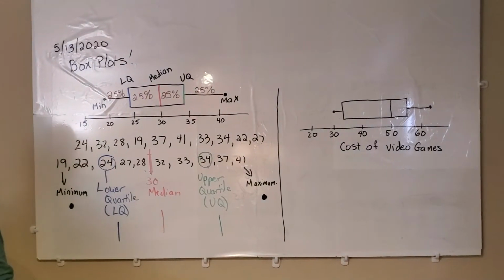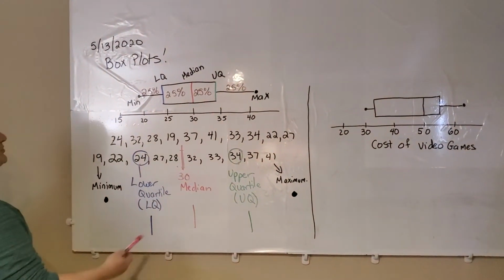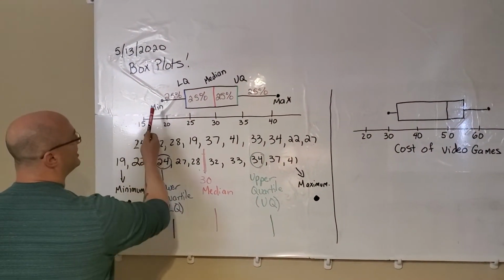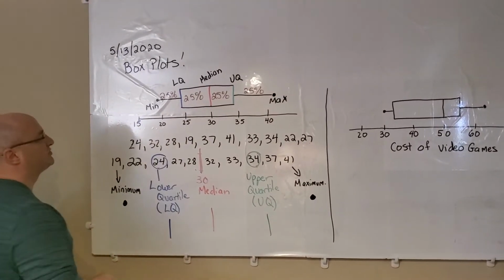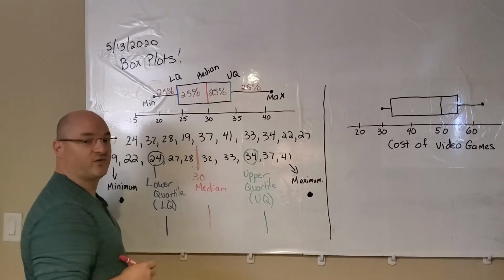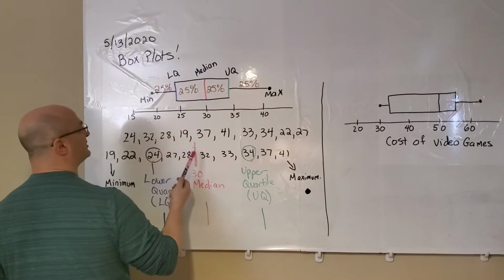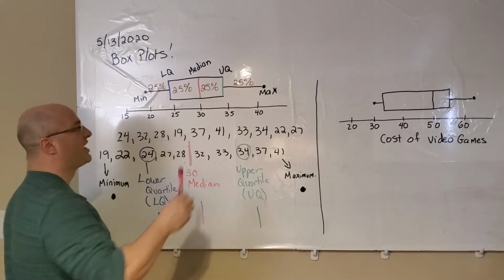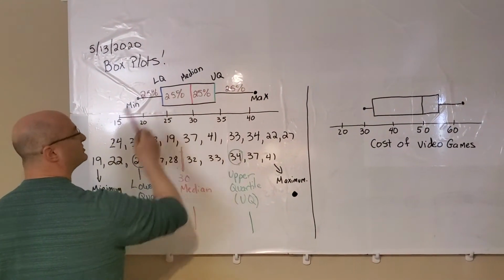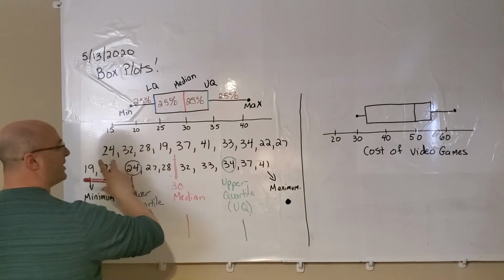From here, I could ask the question, what percent of the data is between 19 and 30? Or what percent of the data is between 30 and 34? I could even ask what percentage of data is between 24 and 41. And I can just do this by adding in how many of those sections there are. So this is if you have to make one.